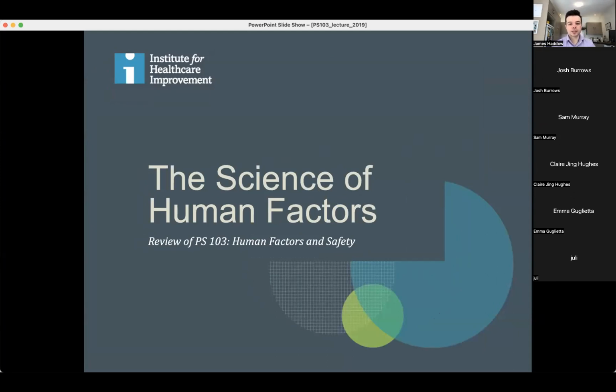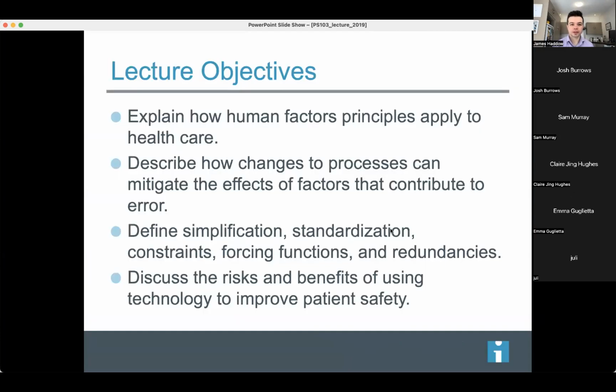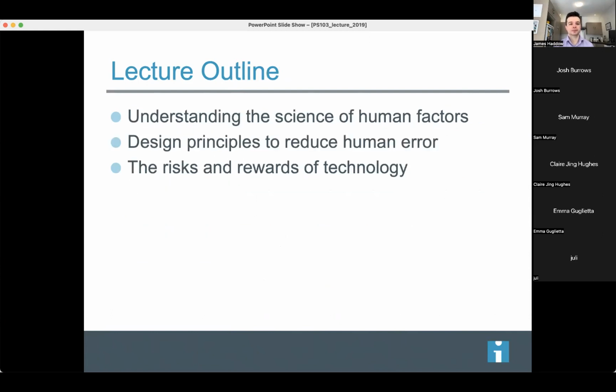Okay, so the science of human factors. We're just going to learn about how human factors apply to healthcare, how changes to processes can mitigate the effects of the factors that contribute to error. We'll talk about simplification, standardization, constraints, forcing functions, and redundancies. And we'll discuss risk and benefits of using technology to improve patient safety.